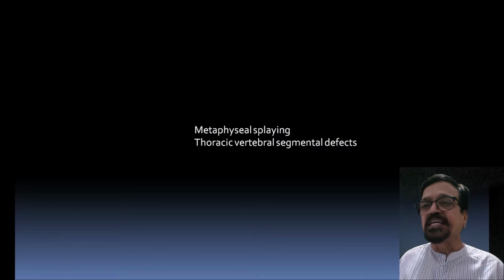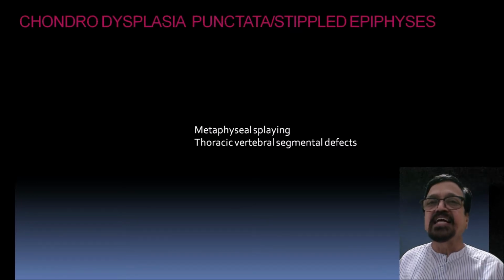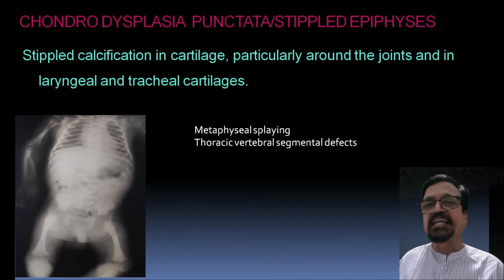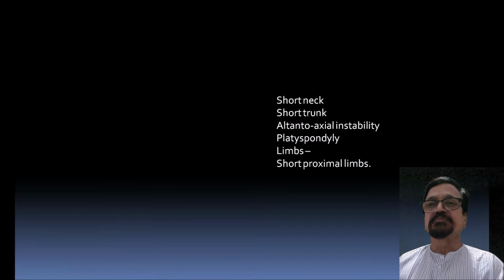splaying, thoracic vertebral segmental defects. Then what is it? Chondrodysplasia punctata, or stippled epiphyses, with stippled calcification in cartilage, particularly around the joints, and in the laryngeal and tracheal cartilages you will find it. This is how an X-ray will look.